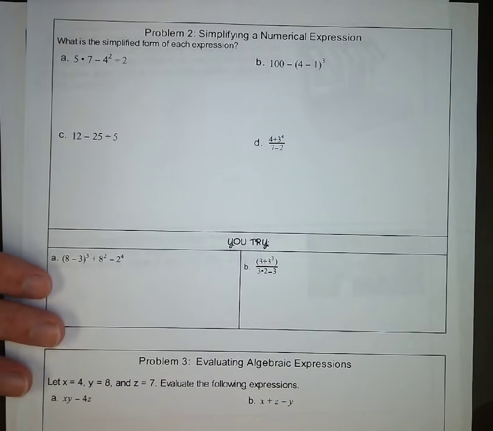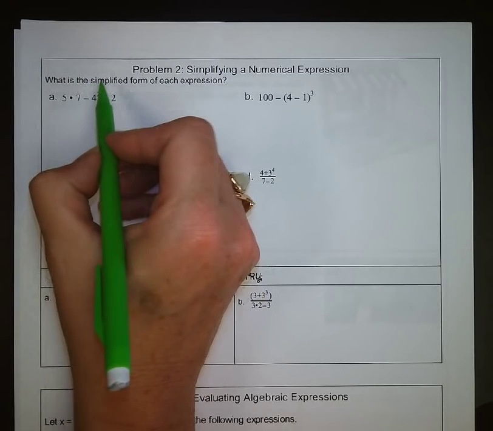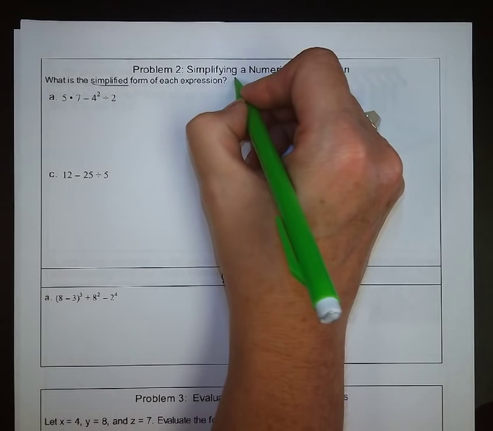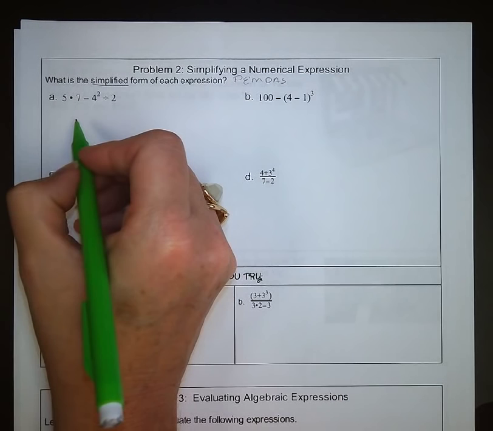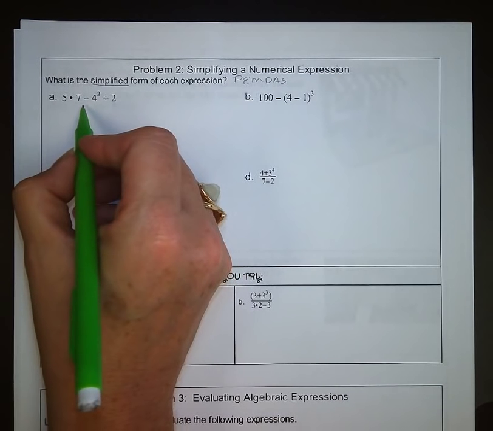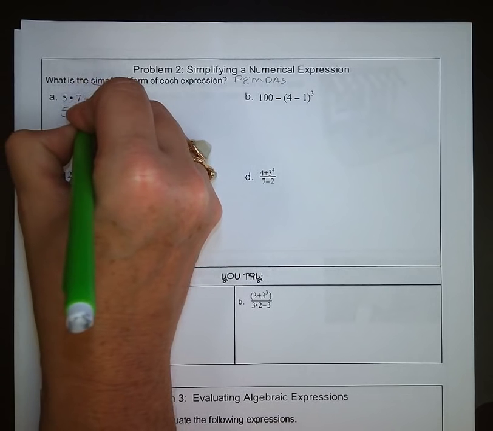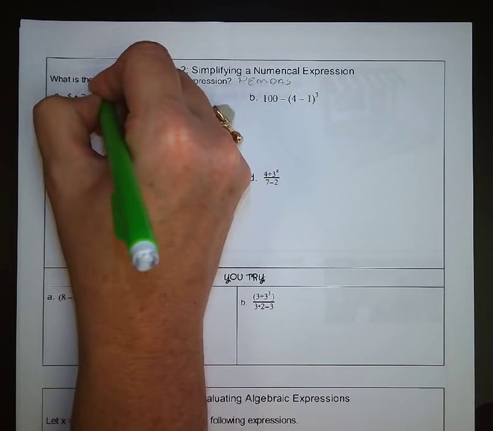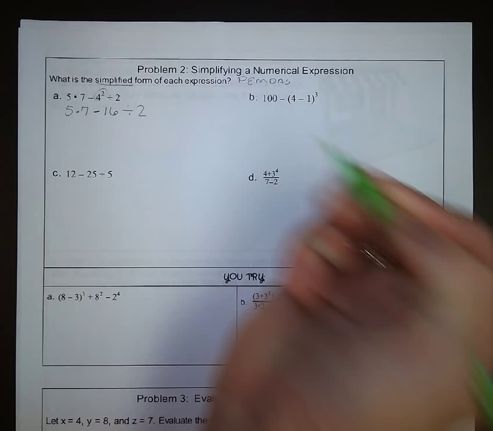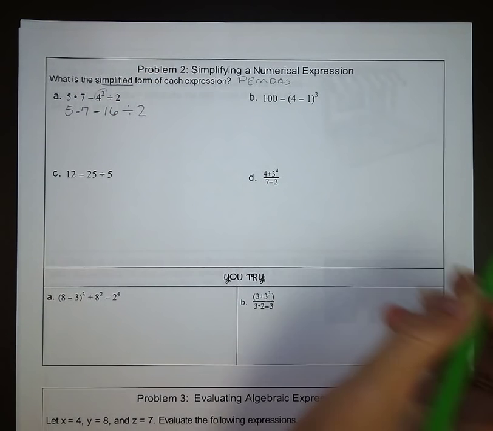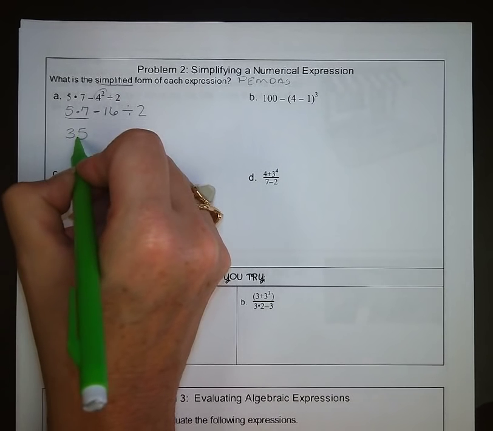And problem number 2, simplifying a numerical expression. So now we are going to apply the order of operations to simplify, to take all of these operations and all of these numbers and condense them down into one final number. So we start from left to right. We've got 5 times 7 minus 4 squared divided by 2. So we're going to do the exponent first. 4 squared is 16. 5 times 7 gives us 35.